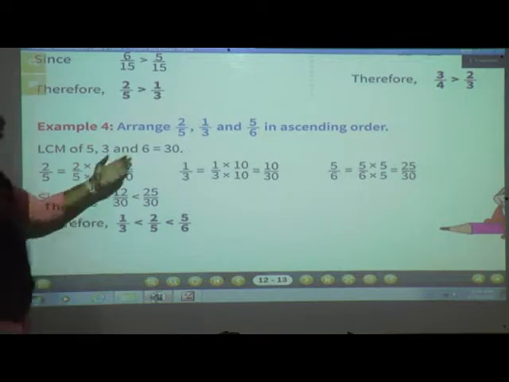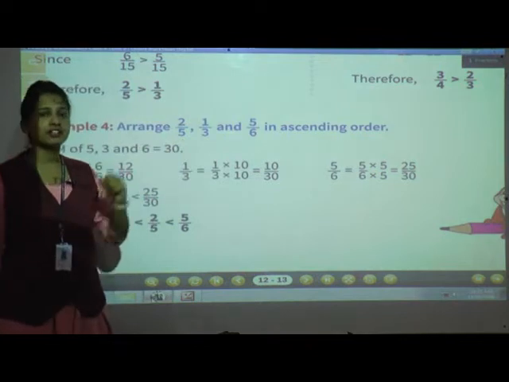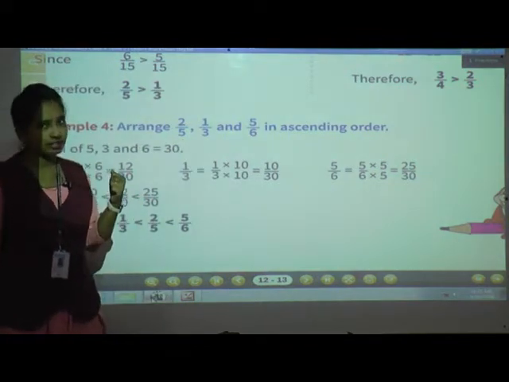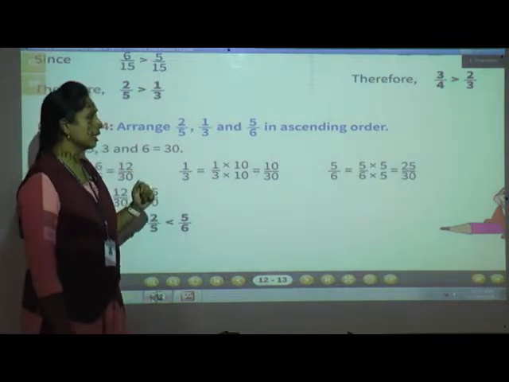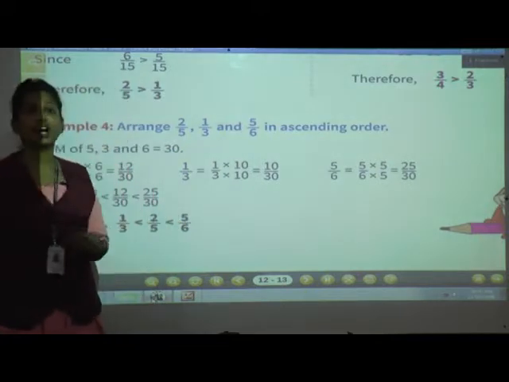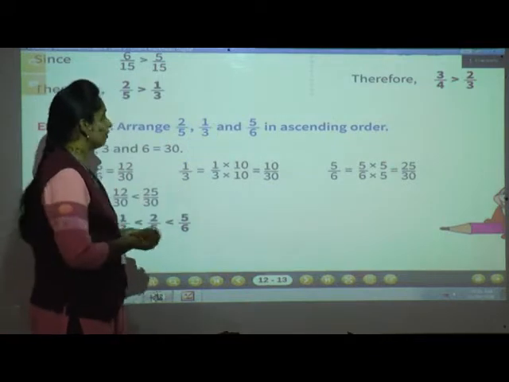First, now see, denominators are different, even numerators are different. If denominators are the same, by seeing the numerators immediately we could arrange the numbers in ascending order, isn't it? But here all the denominators are different. So what do we have to do? We have to find out the LCM of denominators. So how will you find out?